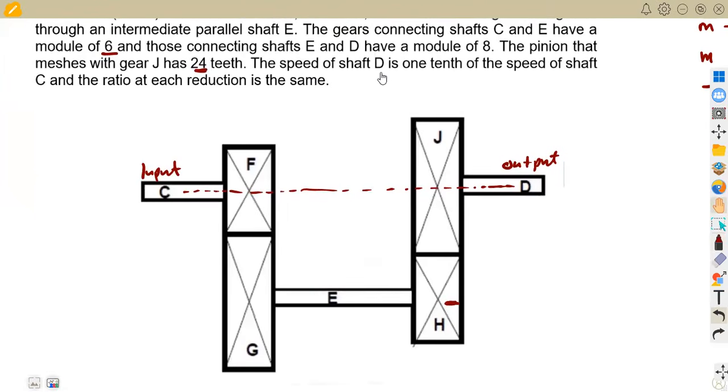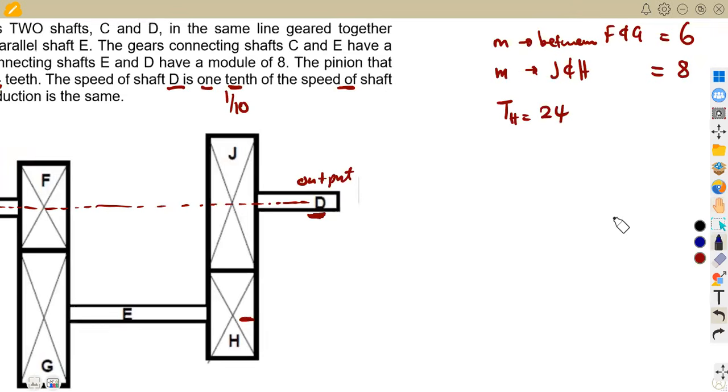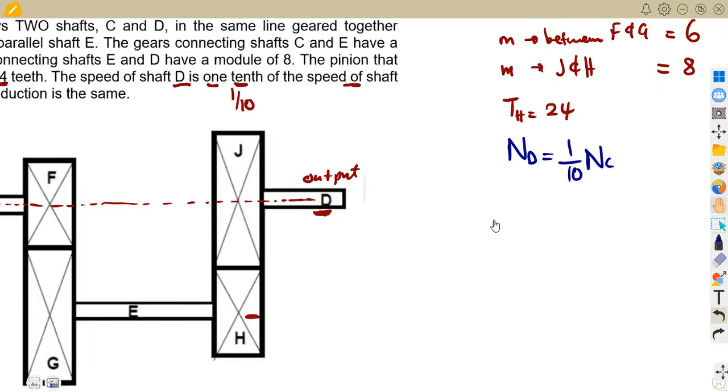Then the speed of the shaft D, take note, the speed of the shaft D, this shaft here, is 1/10 of the speed of the shaft C. So what does it mean? It's a ratio that we are going to consider. The speed of the shaft D is equal to 1/10 of the speed of the shaft C. That is the speed of C. So it's 1/10 of the speed at C.